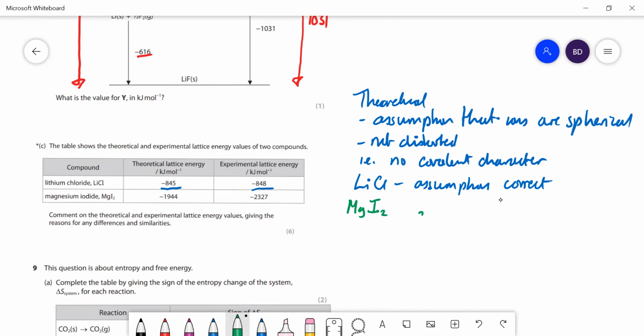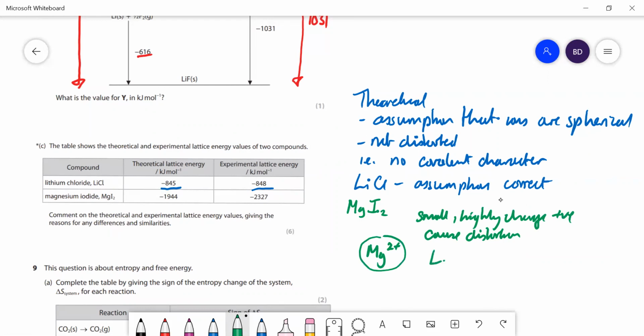Now, why should that happen in magnesium iodide rather than lithium iodide? Well, small, highly charged positive ions cause distortion. If we look at magnesium, magnesium is going to be 2+. It's bigger than lithium, but lithium's only 1+. So I think we've got to say that Mg2+ has got higher charge density, so it's better at causing distortion.